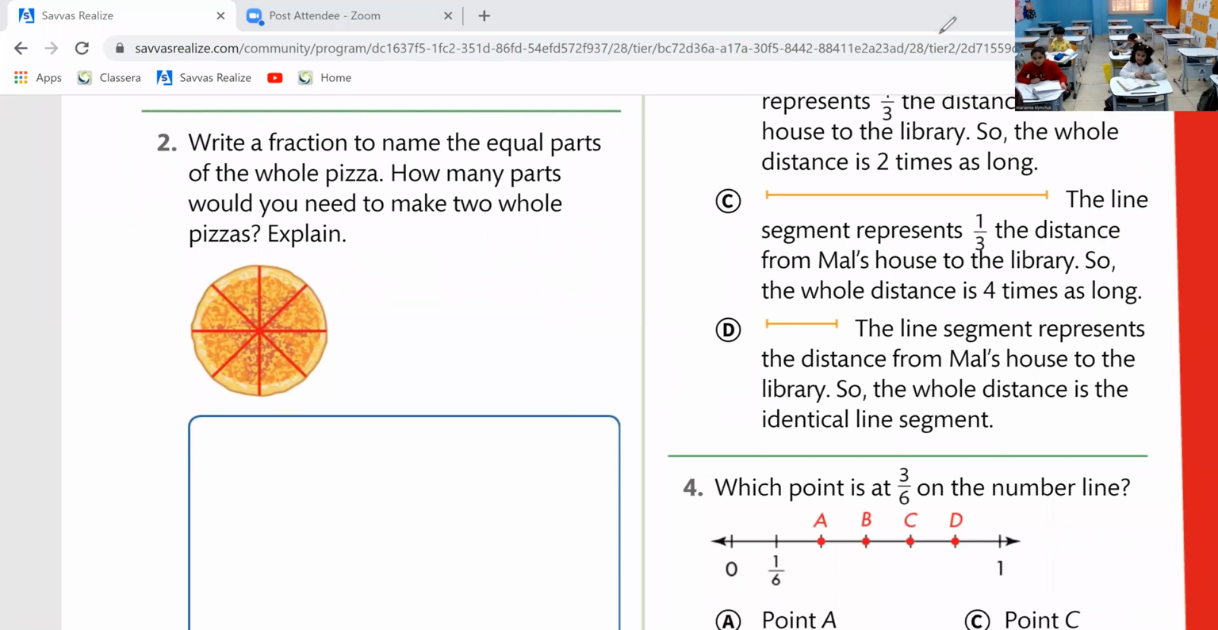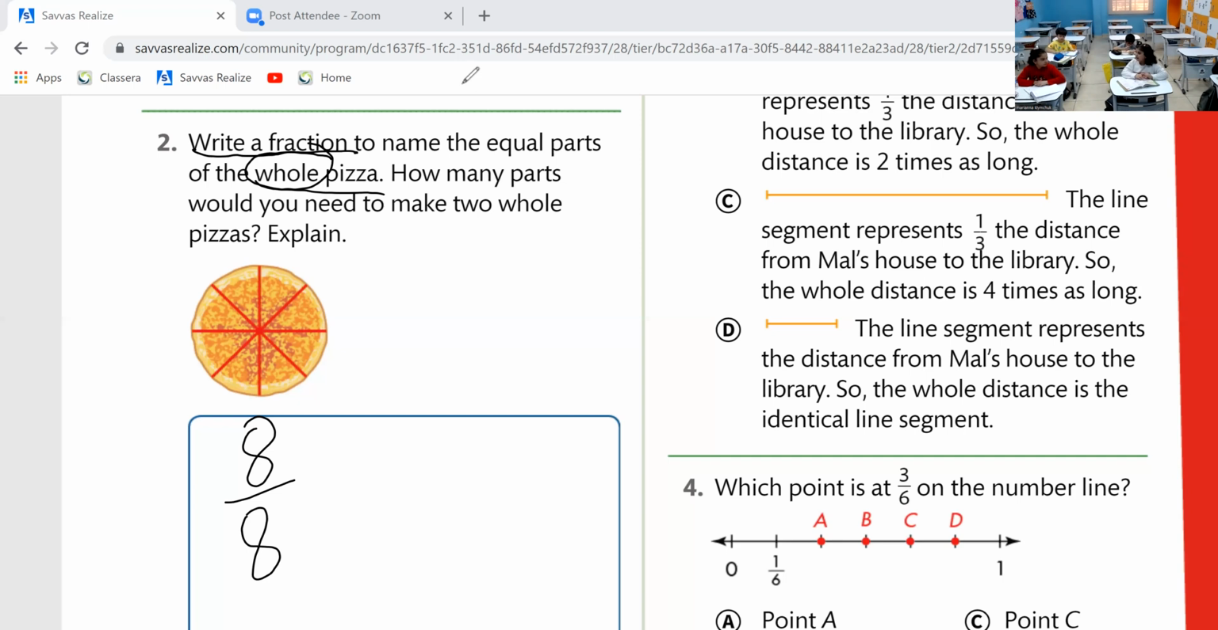Number 2, again, here you read very attentively. First of all, you need to write a fraction to name the equal parts of the whole pizza. Write a fraction for the whole pizza. 8 out of 8. Again, the rule is if you write about a whole, both numbers should be the same. Whole means 8 out of 8, 5 out of 5, 3 out of 3, 1 out of 1, 10 out of 10. This is what we are talking about, a whole.